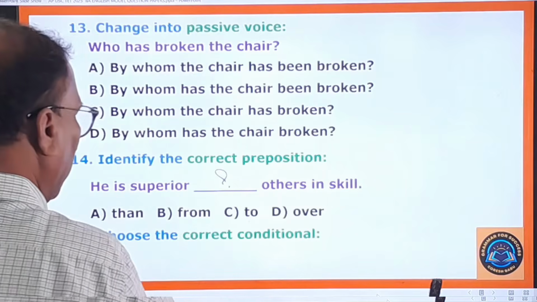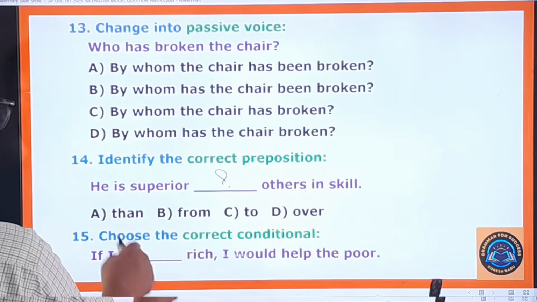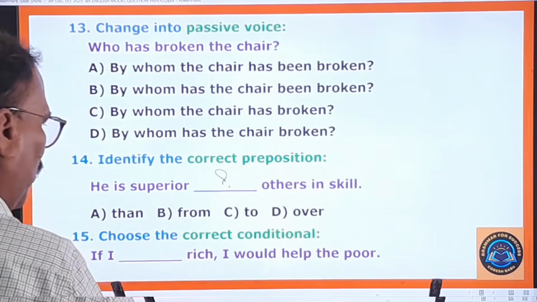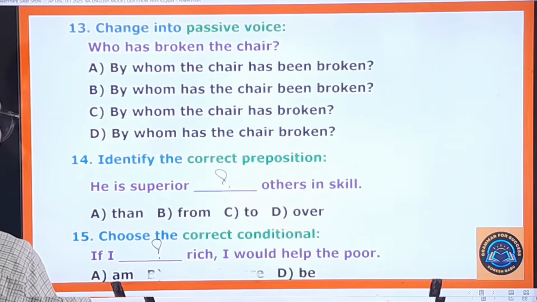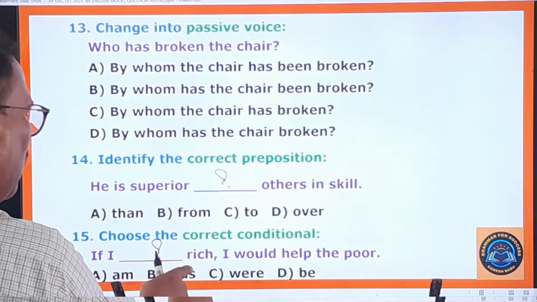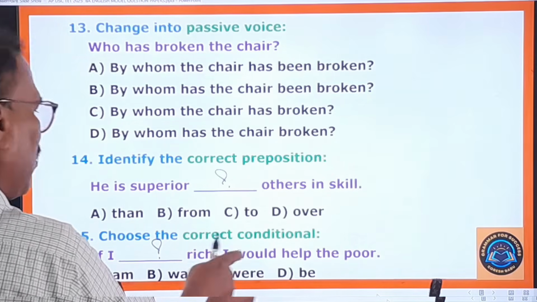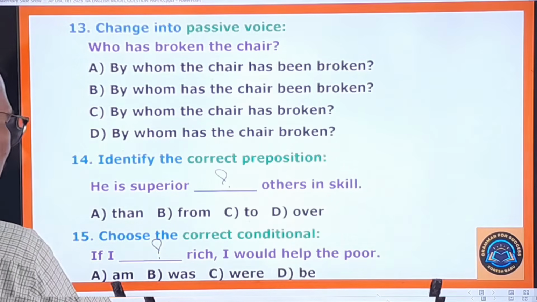Choose the correct conditional. What is that? If I dash rich, I would help the poor. So what must be used in this blank? Here are given four options. Am, was, were, be. You choose the answer very carefully in this blank.